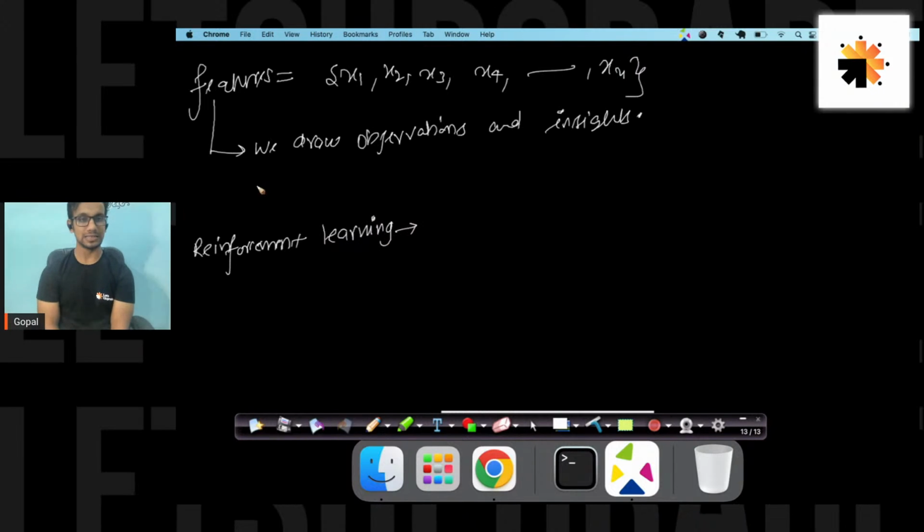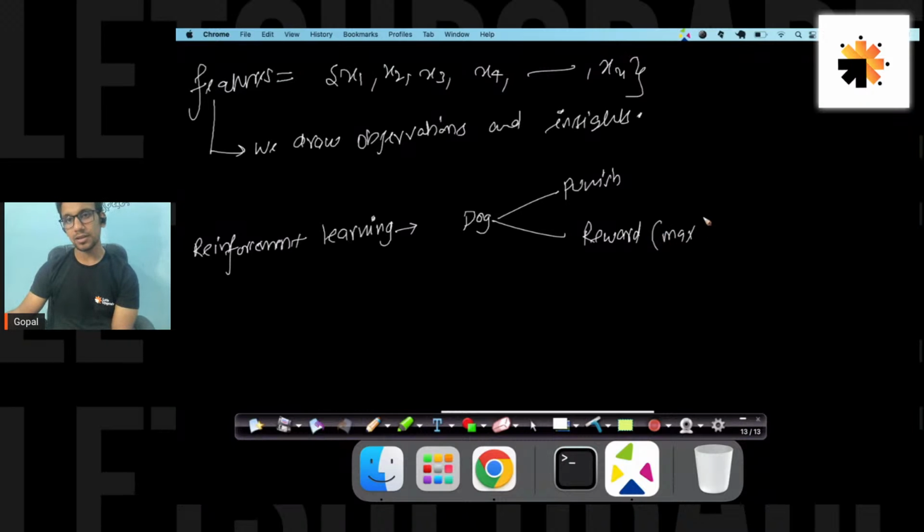Okay, what exactly is it? So reinforcement learning, you can comprehend this topic as training a pet. Let's say you have a dog, and based on the activity of your dog, you punish the dog or reward the dog. Your goal here is to maximize the reward, where you try to minimize the punishment.